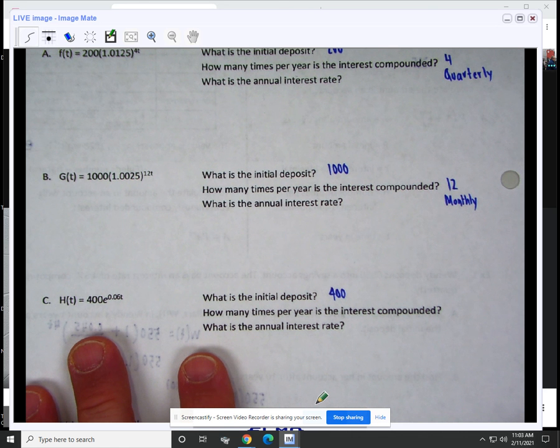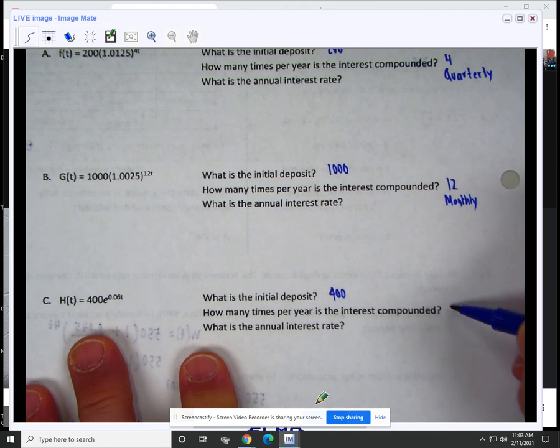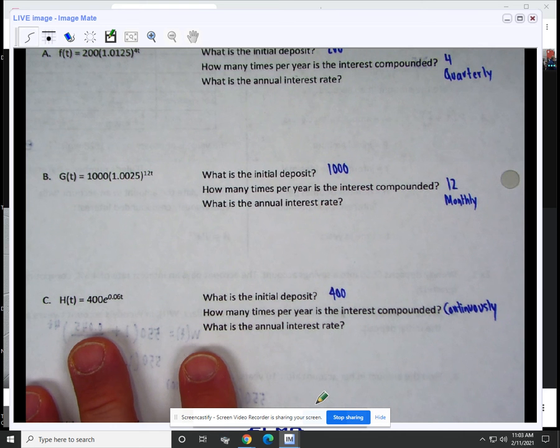What formula is it? What is that formula called? Continuous compound. So guys, how often is it compounded? Continuously. Kind of a trick question there, right?